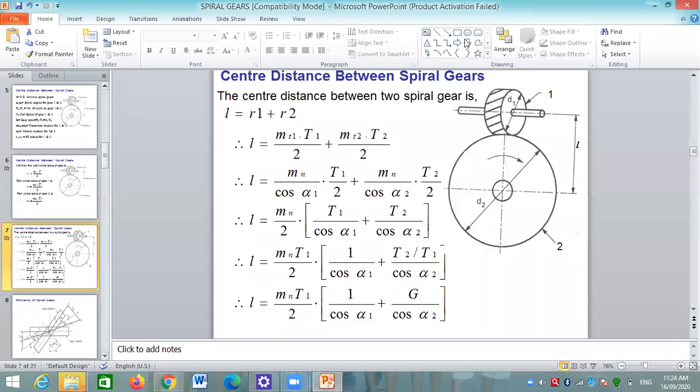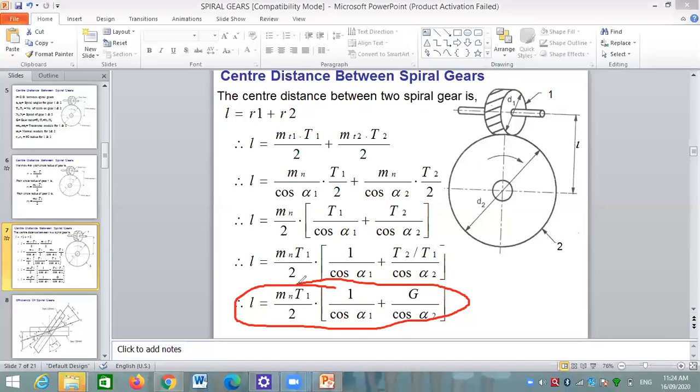And this is the formula which is used to calculate the center distance between the two spiral gears in terms of number of teeth and the gear ratio. By using this formula, we can calculate the center distance between the two gears.